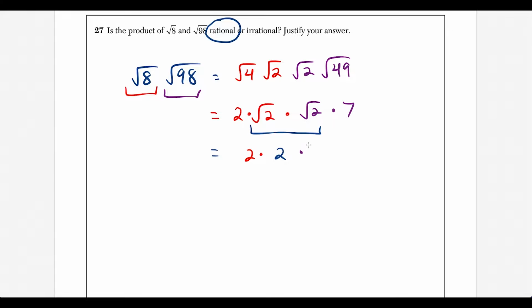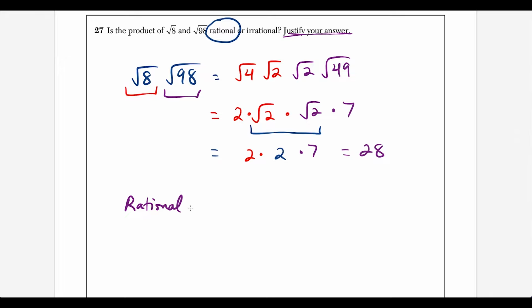And then we have our times 7 at the end. And then 2 times 2 is 4, times 7 is going to give us 28. So here we just have to say whether it's rational or irrational, but here we could just say that our answer is rational. Okay, we don't actually have to say why. We don't have to say that this is the quotient of two integers, 28 over 1. We just have to justify our answer, which means we have to show work, which we did to determine that this is actually rational.